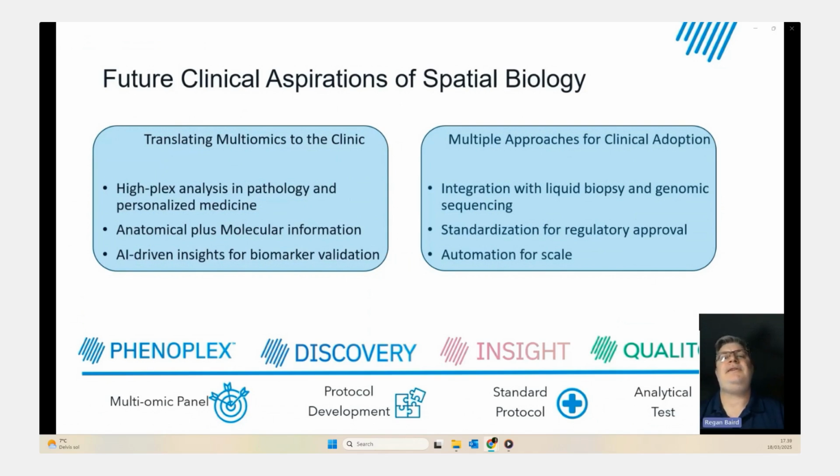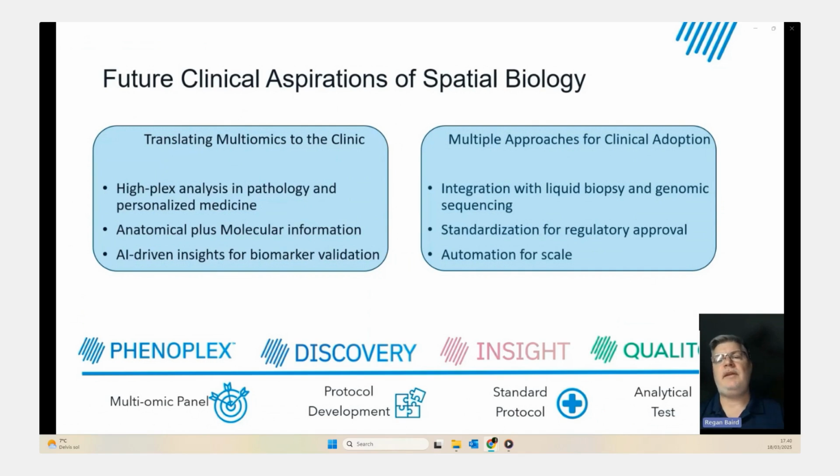For multi-omic imaging to actually reach the clinic, though, we need to think just beyond the technology. First, integration with other clinical data sources, such as liquid biopsy and genomic sequencing, will be key. Have that orthogonal information. Second, standardization is critical, both in terms of image processing pipelines and regulatory approvals. And third, automation will be necessary to scale these methods for widespread use in hospitals and research labs.